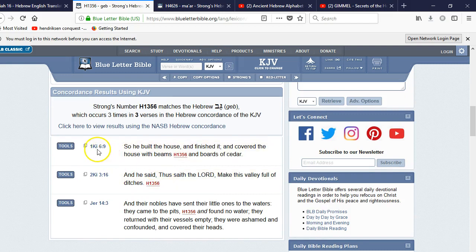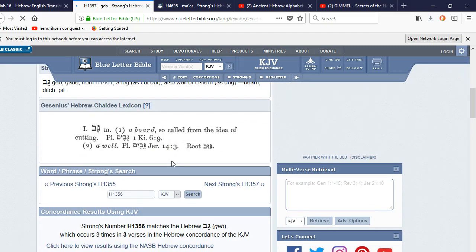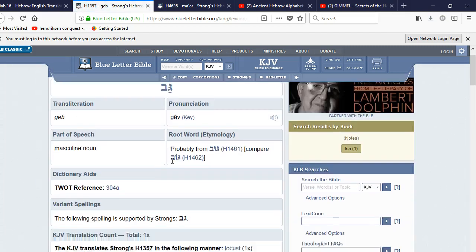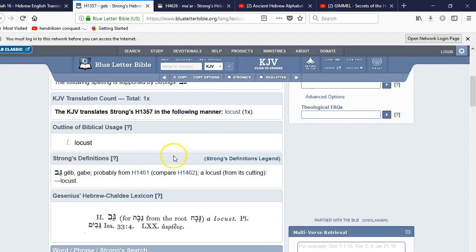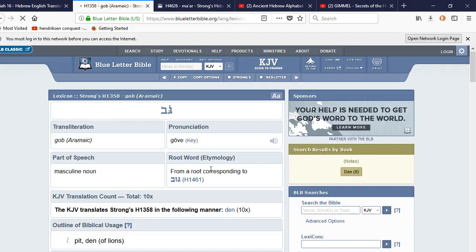Now, the first occurrence of Gab in this context is 1 Kings 6:9. So he built the house and finished it and covered the house with beams. Beams. I think that one's not bad at all, the beams part. And then we have our next occurrence of Gab, they try to say, is a locust. And it only has one occurrence, as running to and fro of Gab shall he run upon them. Yeah, I think that's malarkey.